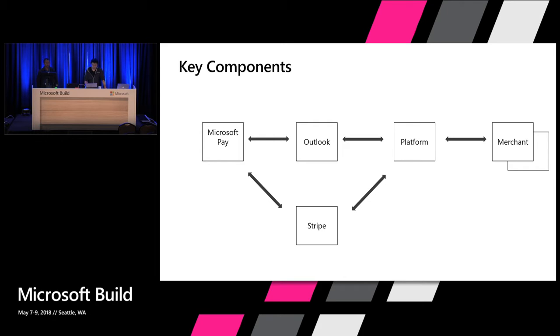So once the platform takes this token, they can charge it against Stripe, and Stripe will handle the rest and be able to funnel that to the correct merchant. So that, in essence, is how payments work in Outlook. So Amar, do you want to talk about the developer experience?